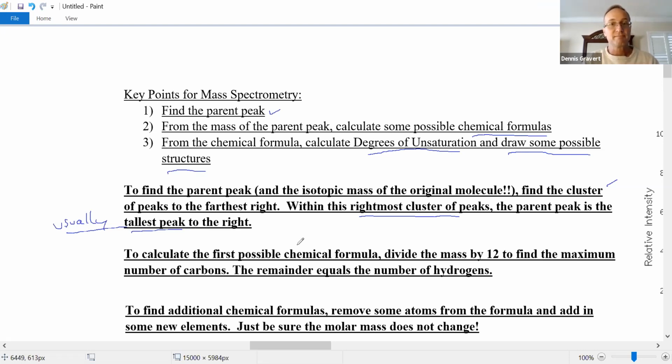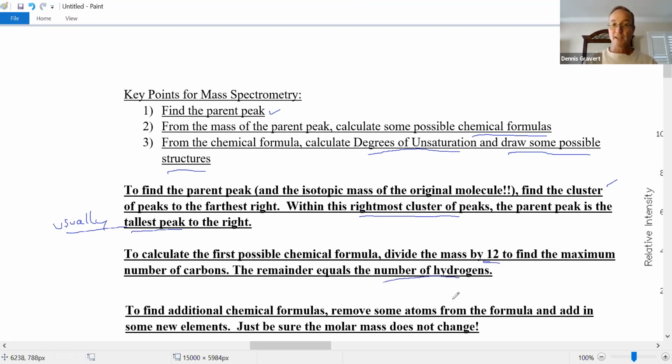And then once you have that parent peak, get its value. How massive is it? What's the mass number? Actually, the mass to charge ratio, but charge is assumed to be 1, so find the mass. Divide by 12, find the maximum number of carbons. The remainder equals the number of hydrogens.